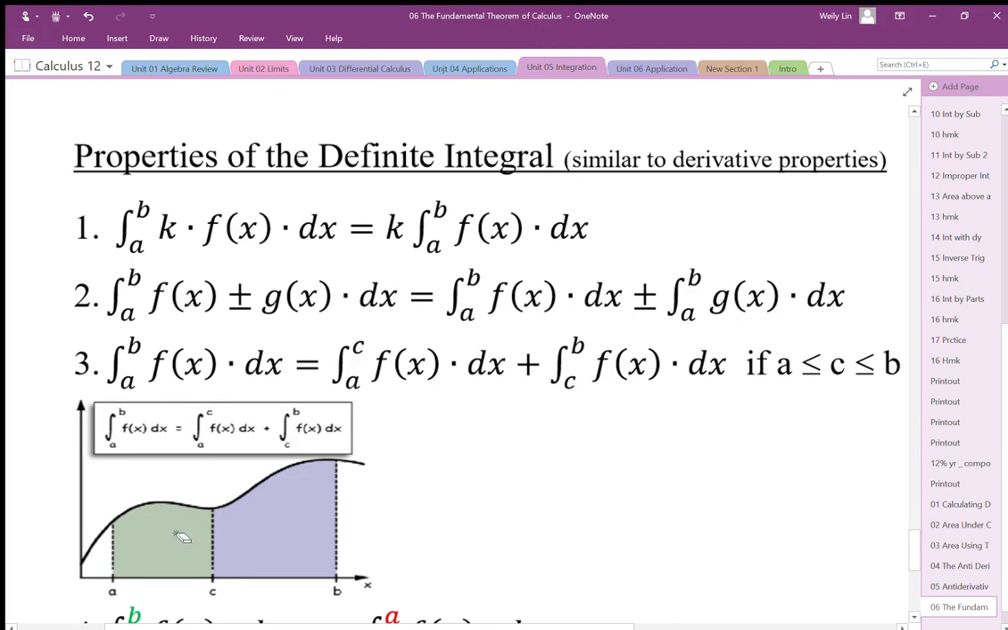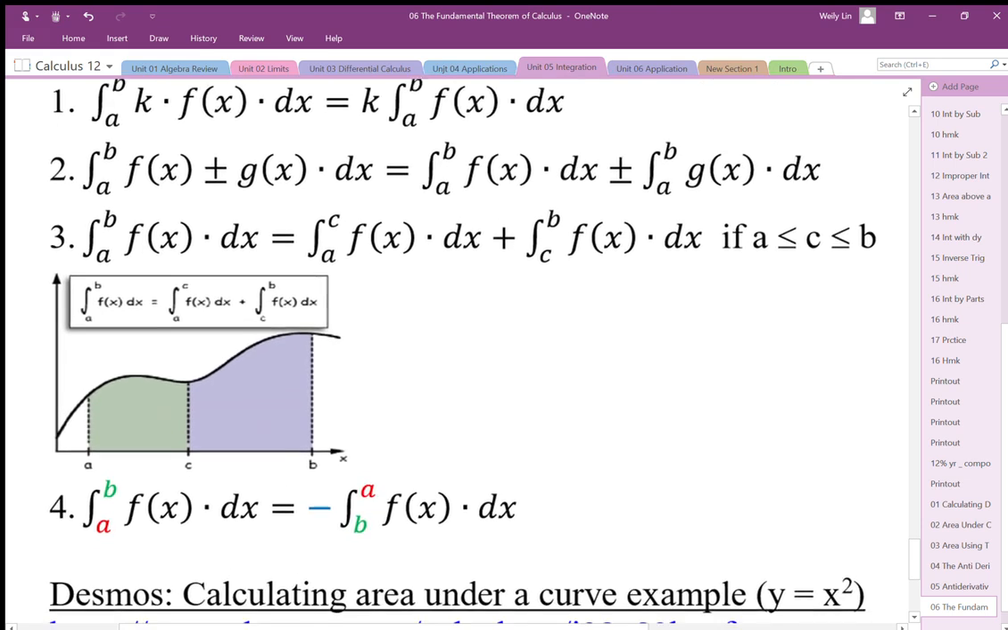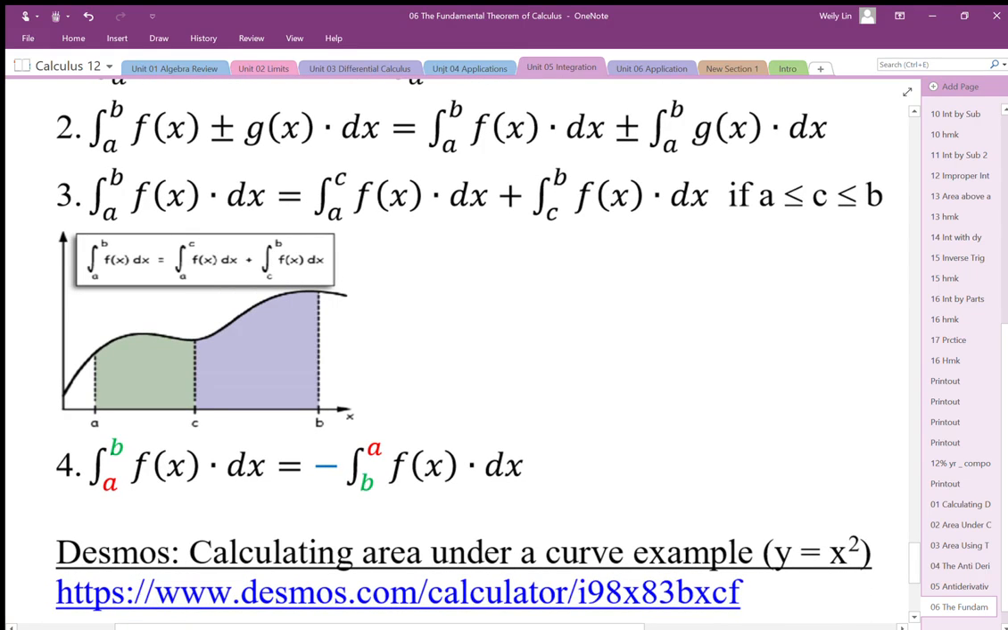If I integrate from a to b, integration is going to calculate that area. It's the same area if I go from a to c and stop there, and then start from c and finish off at b and add those two areas together. It's the same as the total area integrating right through from a to b. So that's pretty straightforward. This next one has some important implications later on.